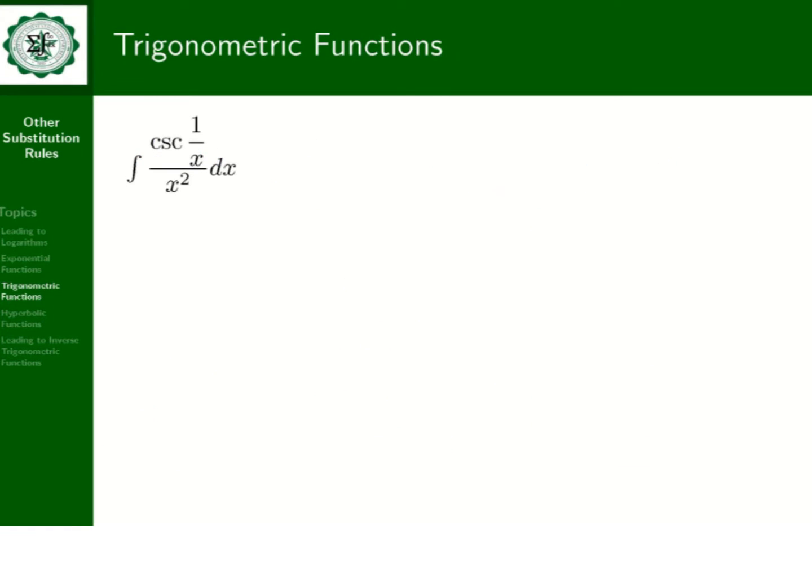For the next example, let us find the indefinite integral of cosecant of 1 over x squared dx. So we let u be 1 over x, and du is equal to negative 1 over x squared dx. So note that 1 over x is the same as x raised to negative 1. So we just apply the power rule to get negative 1 over x squared.